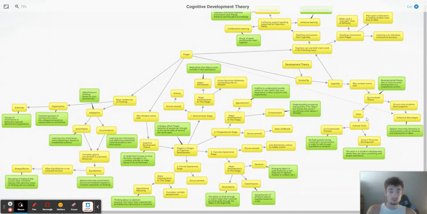So, a couple of uses come with sociocultural theory. They're both cultural tools. So there are co-constructed processes, and that is multiple people having conversations to talk through a problem. So very standard. Any sort of group work, any sort of team meeting, anything really with multiple people addressing some sort of situation and how to address it.